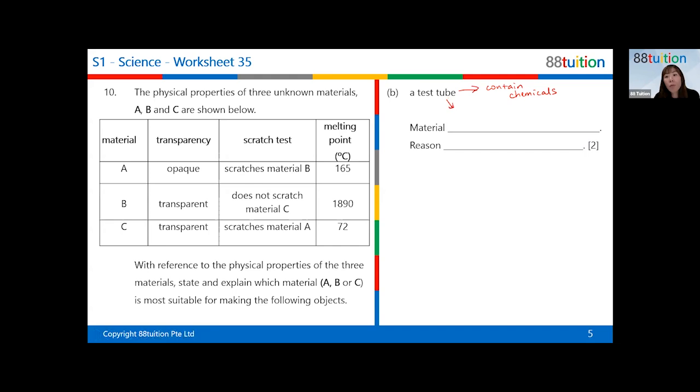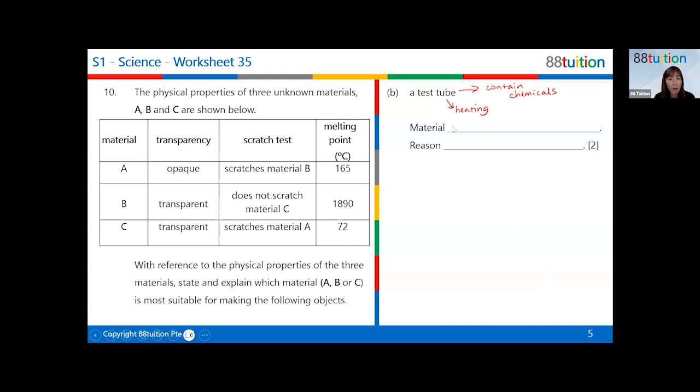Next, you also use it for heating small amounts of it, right? So one is to contain substances, one is to use it for heating. Therefore, in order to choose the material that is suitable for this, you want it to be able to withstand heating. Withstand heating means its melting point must be very high.